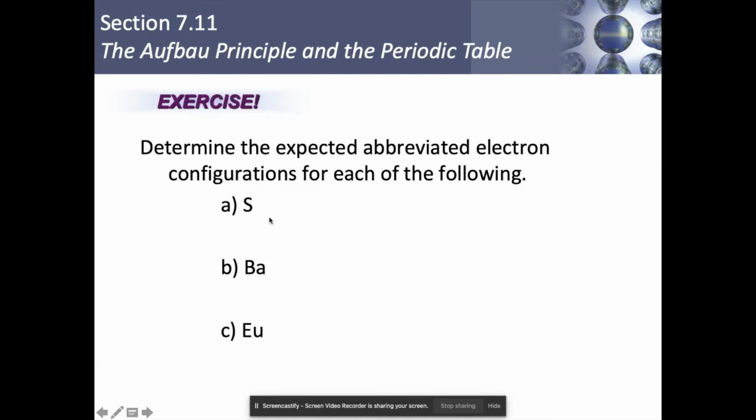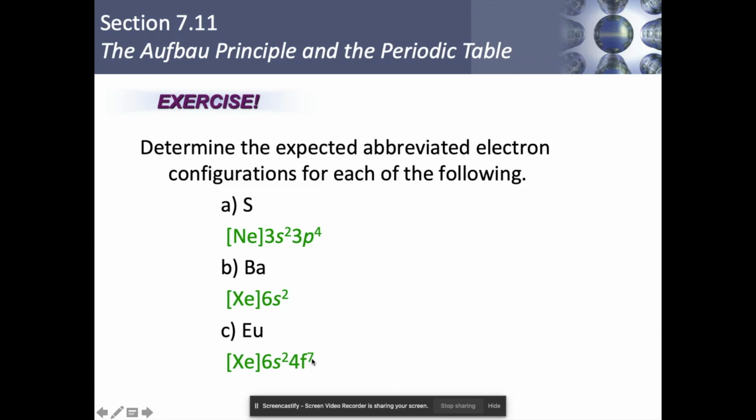Let's see if you can determine the expected abbreviated electron configurations for the following 3. So we have sulfur, barium, and europium. Okay, so for sulfur, let's see if you can get that right. There we go. So we got Ne, 3s2, 3p4. Right, next up, barium, we have xenon, and then we have 6s2. Europium, we have xenon, we have 6s2, 4f7.